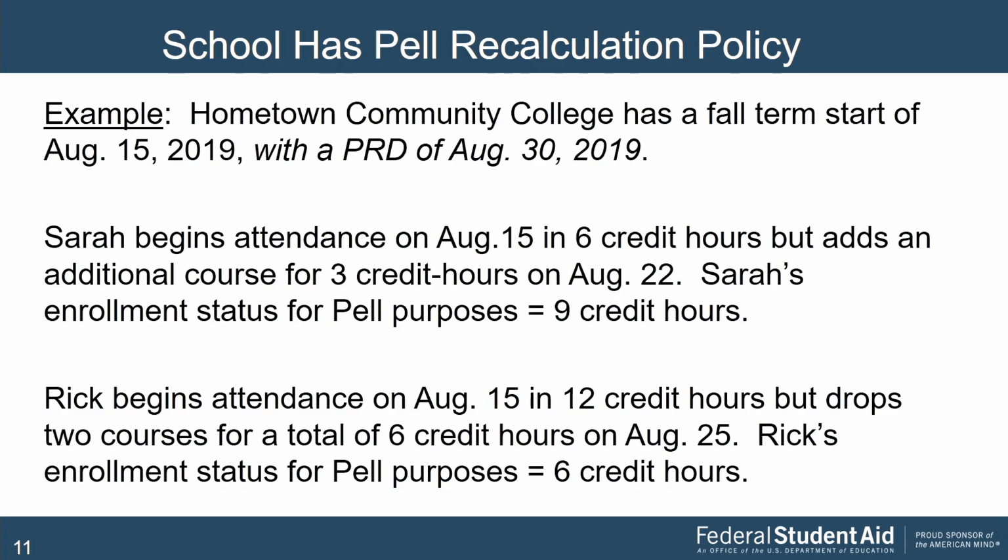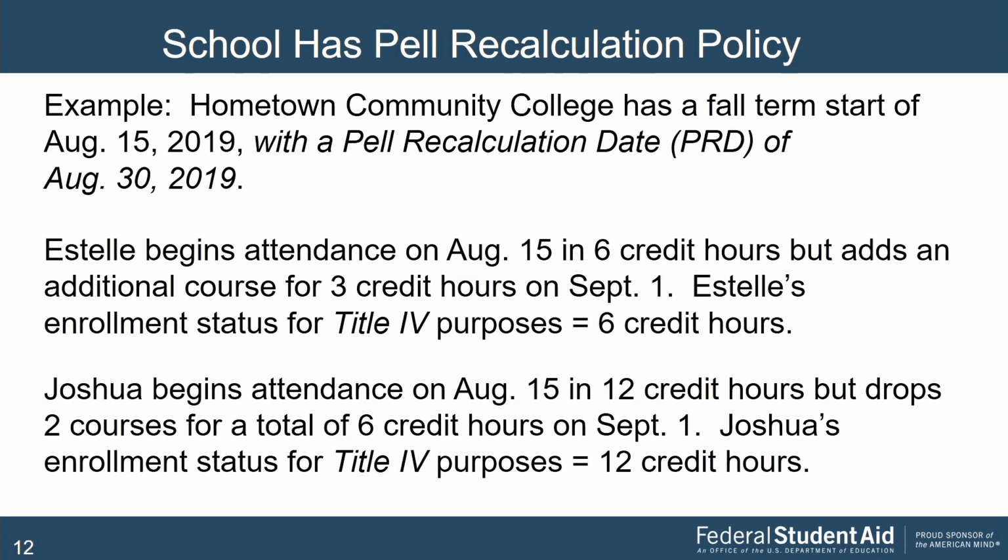Here we have Rick. He begins attendance on August 15th for 12 credit hours. He drops 2 courses and 6 credit hours on August 25th. So his enrollment status for Pell at the Pell recalculation date is 6 credit hours, so he's going to get half-time Pell. Here we have Estelle. She begins on August 5th with 6 credit hours. She adds an additional course, 3 credit hours, on September 1st. But her enrollment status for Title IV purposes is 6 credit hours because she added those 3 additional hours after the Pell recalculation date.